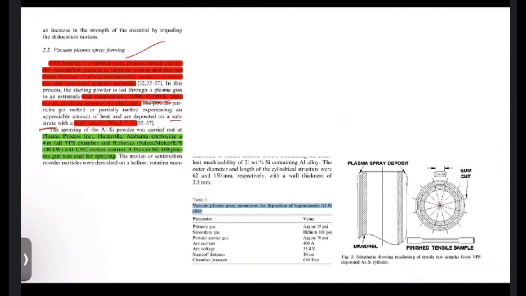The plasma is produced between two electrodes, cathode and anode, which I talked about. The powder particles get melted or partially melted, experience an appreciable amount of heat and are deposited onto the substrate with a high velocity of Mach 1, 2, 3. Followed? Now you are able to understand this language. You won't be able to understand this language until and unless I have discussed this. I hope you're understanding. Okay.